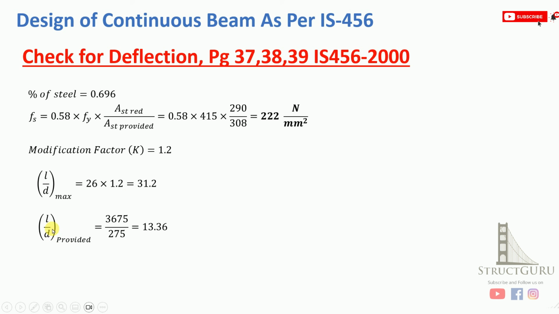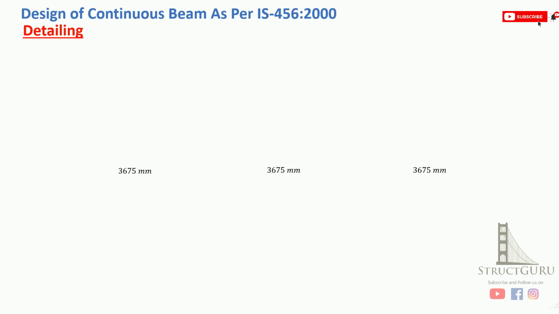And the provided L by D ratio is length of our span is 3675 mm and depth of the beam is 275, and this is equals to 13.36. And as you can see, the maximum is greater than the provided. That means the beam is safe in deflection. Once all the checks are satisfied, now we need to construct the construction drawings.